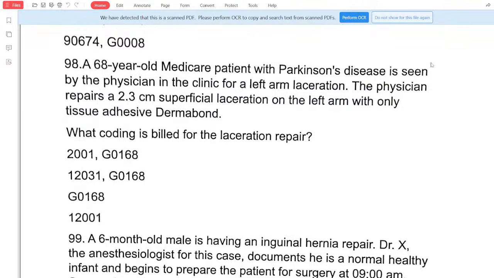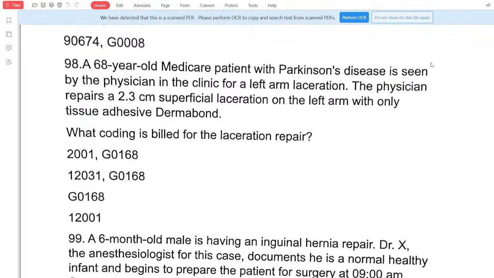98 actually, yeah. What is the answer for this? Again, check Agash and Rasna. D is the correct one. What coding is billed for the laceration repair is mentioned. So what will be the code? What about G0168? Yeah, C is the correct answer. Nishida, you are right. C is the correct answer.